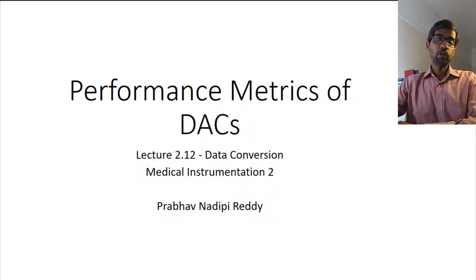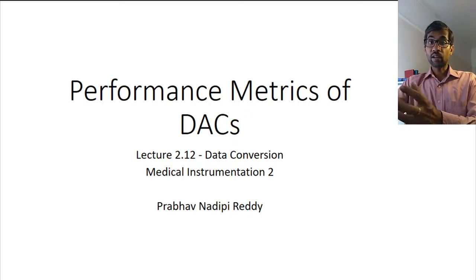In this video, I want to talk about some performance metrics of DACs. The basic idea behind discussing performance metrics is that it gives us an idea of the kind of errors, the kind of non-idealities that creep into the performance of the DACs. DACs basically take a digital code, multiply it with a constant, and give an analog output that is equal to the constant times the digital code.